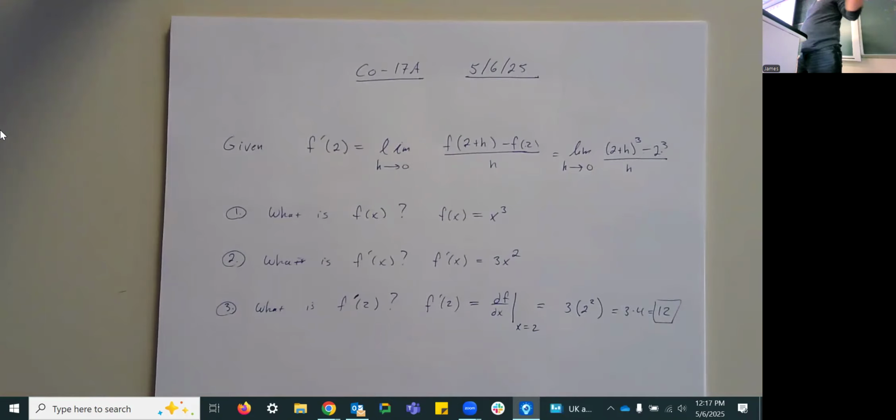To get that question, it tests your understanding of what the limit definition is, as well as your ability to find the derivative using whatever kind of shortcut rules we talked about.